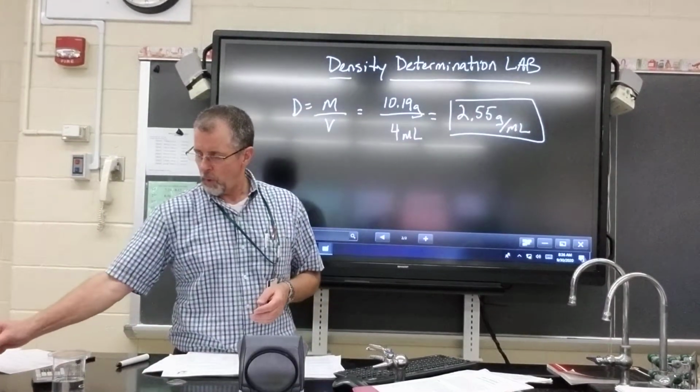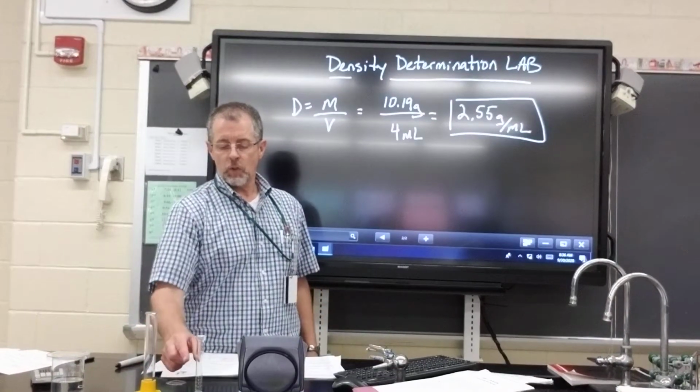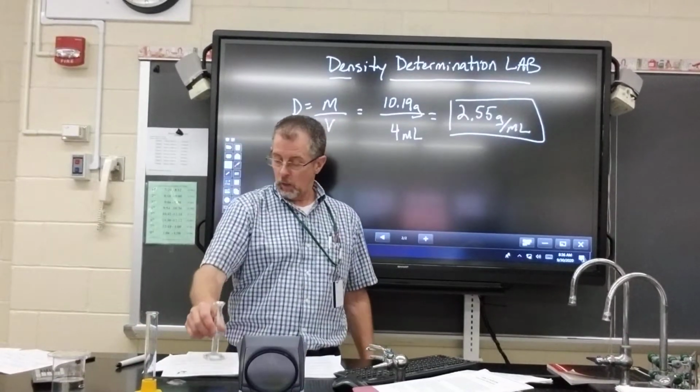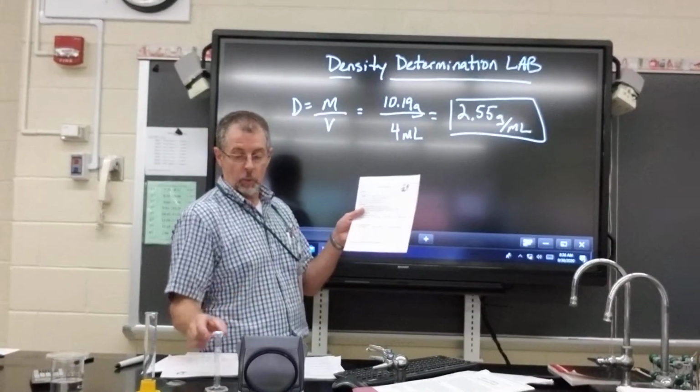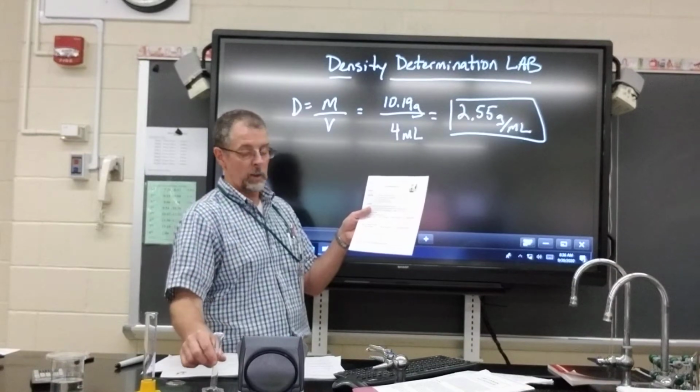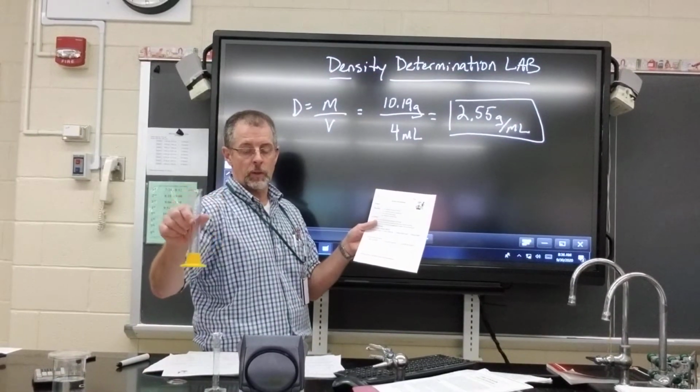So the first thing we're going to do is we're going to be using 2 graduated cylinders. We have a small one that goes to 10. So when we're calculating the volume of 5 and 10, we'll use the small graduated cylinder. And then when we get to 15 up to 30, we'll use the larger graduated cylinder.